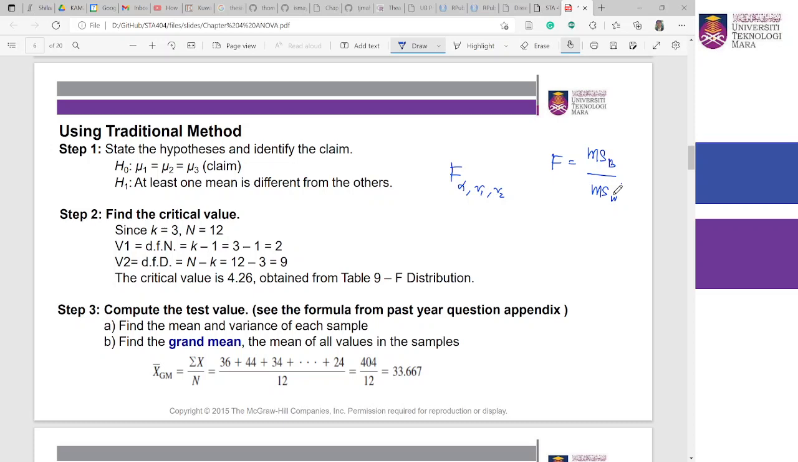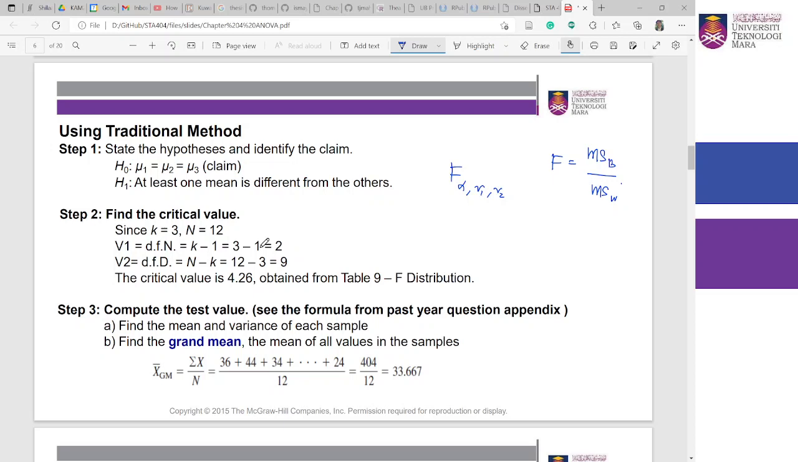So V1 will be the degrees of freedom for the numerator, for the MSB. Yang atas. So this is given by k minus 1. So 3 minus 1 is equal to 2. And then n minus k is for the degrees of freedom 2. That is for the denominator.